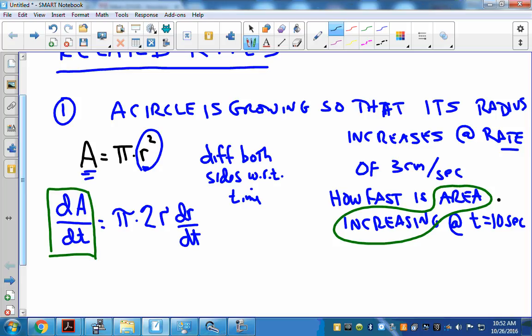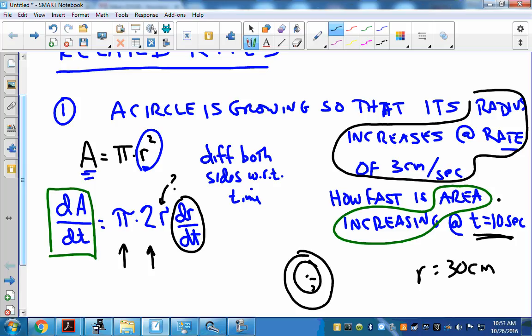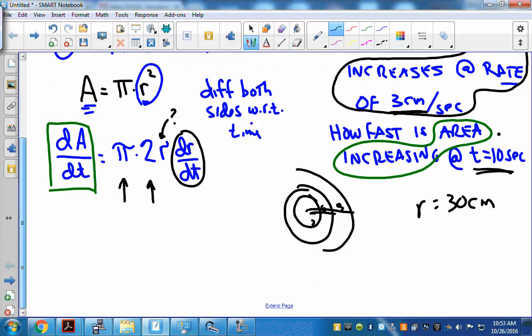Let's see. We know that the rate of increase in radius is 3 centimeters per second. That's going to go here. The radius is changing at 3. Obviously, pi and 2 are just numbers. We need to know what r is, though. So read the problem carefully. At t is equal to 10 seconds, we should see r is equal to 30 centimeters, right? Because there's the beginning, this is 1 second later with 3, this is 2 seconds later with 6, 3 seconds later with 9, right? 3 centimeters every second.